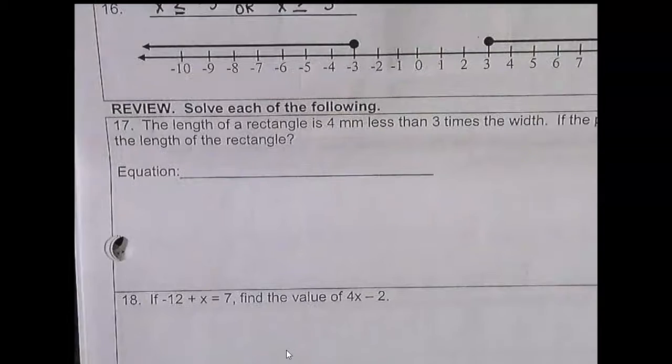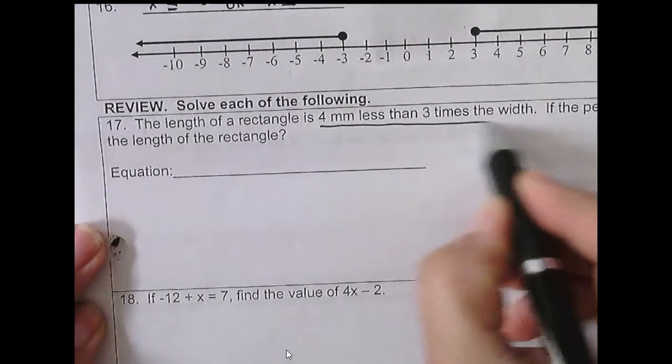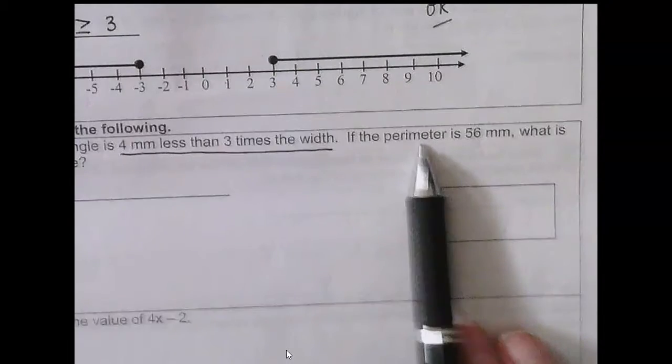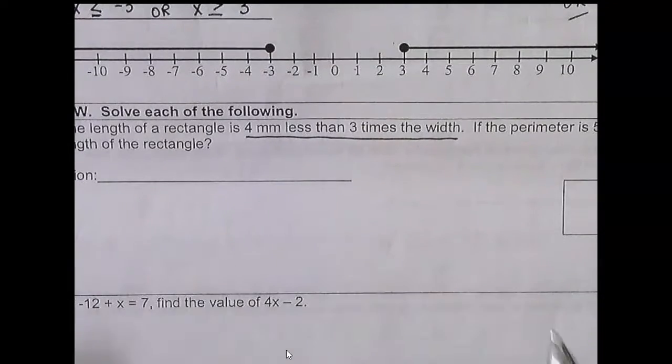Pretty simple. Question 17. This is coming from chapter 1 when you had to translate, like right here. And what happens when you do less than? Thank you. You switch the order around. And how many variables can you have in an equation if you want to solve it? 1. Good point. And what does perimeter mean? Sorry, add all sides, right? So heads up, we got lots of things going on.